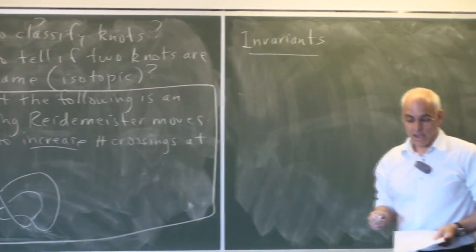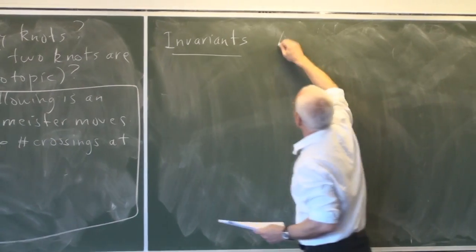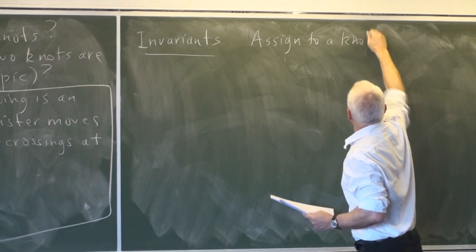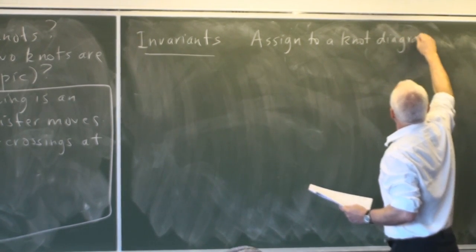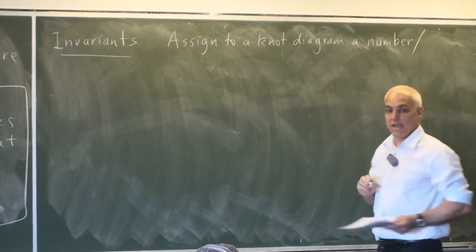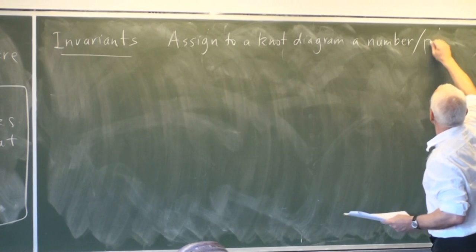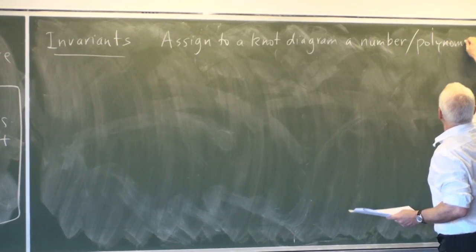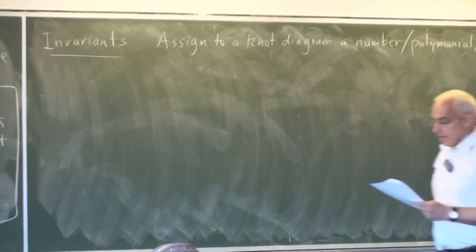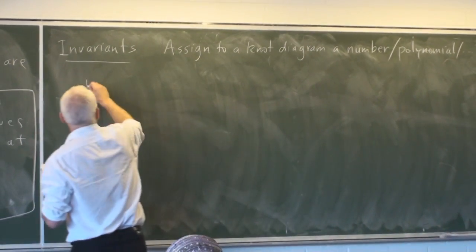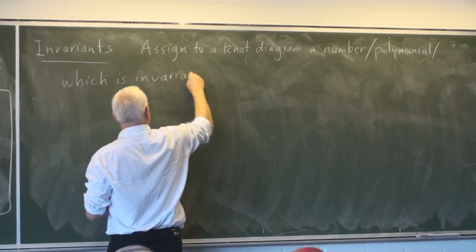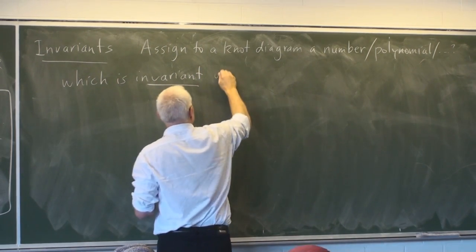Okay, what is an invariant? An invariant is, the idea is to assign to a knot diagram a number, or maybe a polynomial, or maybe in fact something else, which is invariant under each Reidemeister move.